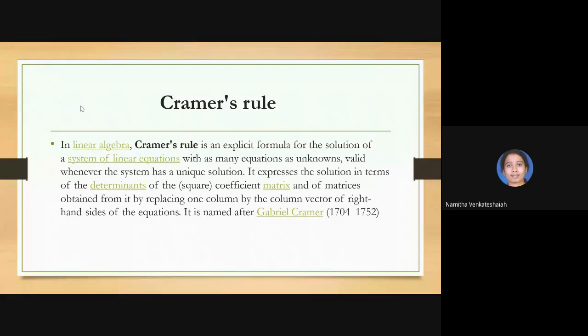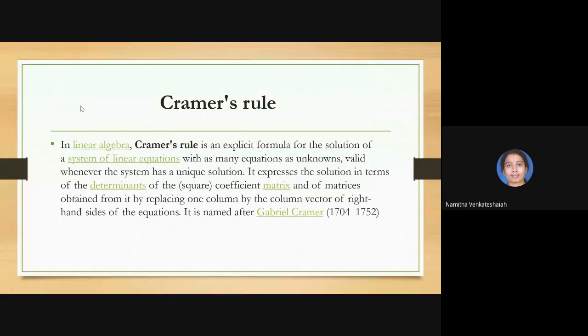Generally, when solving a quadratic equation, sometimes you get two solutions. You have observed that. Like that, when you are solving simultaneous equations, you may also have more than one solution. If your set of simultaneous equations has more than one solution, then Cramer's rule doesn't hold good.